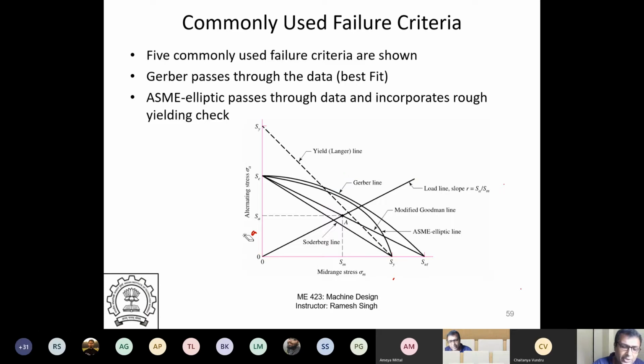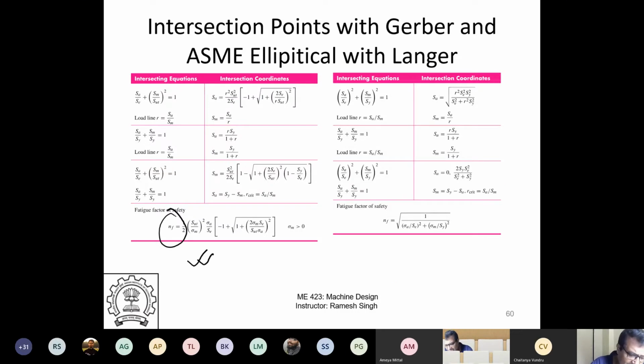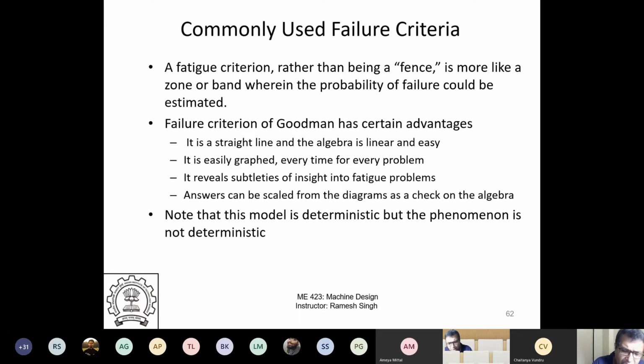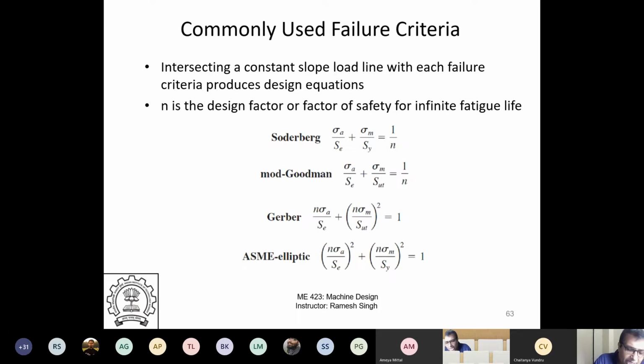Okay. So that's what I wanted to tell you, that there are multiple ways to predict. We can use one method to predict something and the other one also, to show which one gives you what results. So the first thing I will do is show you all the relationships. Soderberg is basically sigma a by SE, sigma am by SY. See, this is very conservative. It assumes that anything but SY, this is better than that. This is instead of SY you have ultimate.